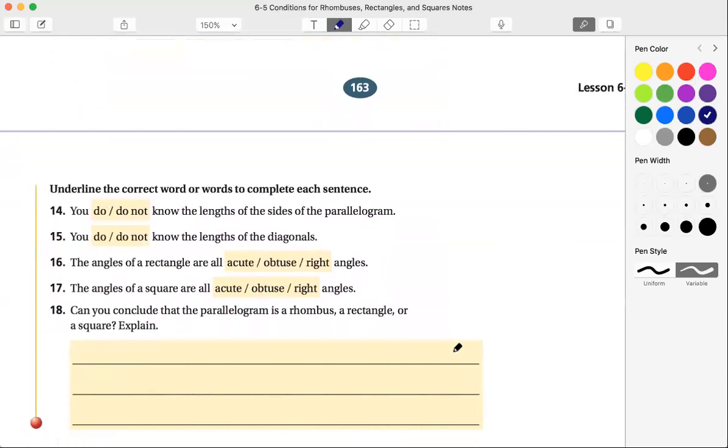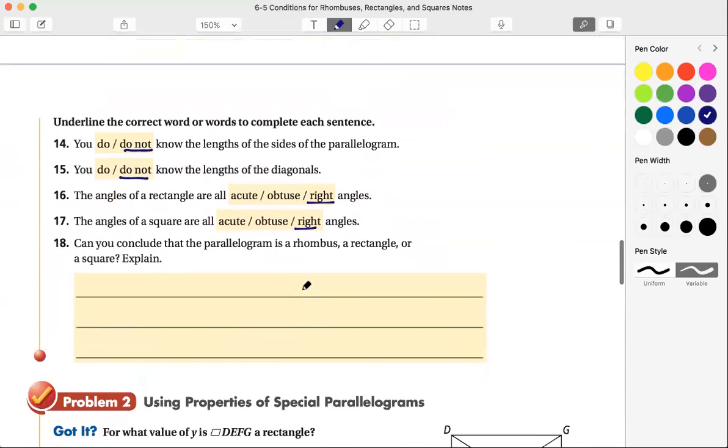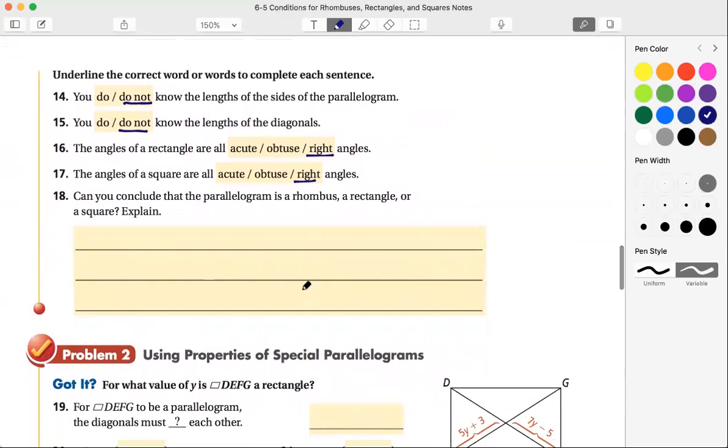All right. You do not know the lengths of the sides of the parallelogram. You do not know the lengths of the diagonals. The angles of a rectangle are all right angles. The angles of a square are all right angles. What can we conclude about the parallelogram being a rhombus, a rectangle, or a square? So the parallelogram cannot be a rectangle or square because it does not have 4 right angles. There is not enough information to tell if it's a rhombus.